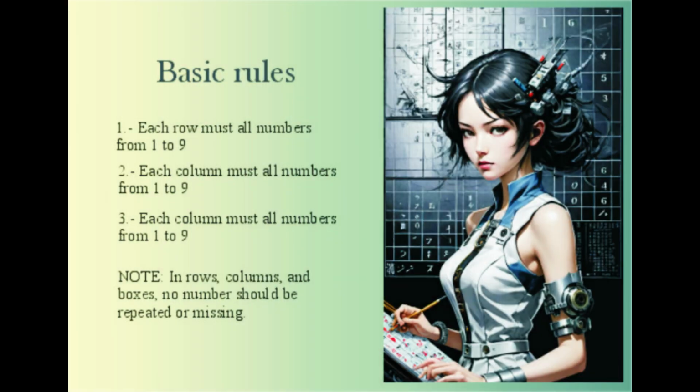Basic rules of Sudoku. Each row must contain all numbers from 1 to 9. Each column must contain all the numbers from 1 to 9. Each box must contain all numbers from 1 to 9. It is important that rows, columns, and boxes do not miss or repeat any number.